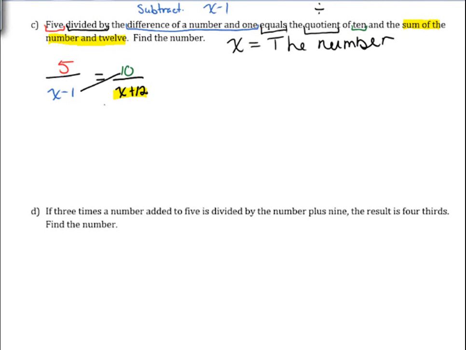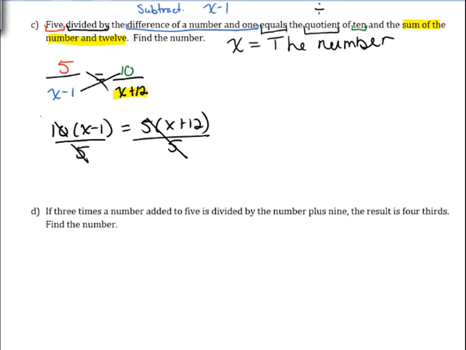Now we're going to cross multiply. 10 times x minus 1 equals 5 times x plus 12. And notice we can divide both sides by 5 if we would like to. Sometimes this saves you a little bit of work. And so these 5's cancel, and this 5 goes into this 10 twice. So we have 2 times the quantity x minus 1 equals x plus 12.